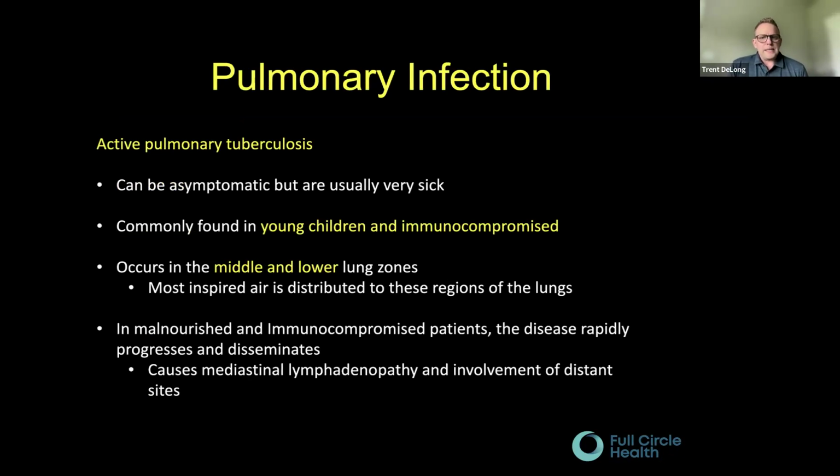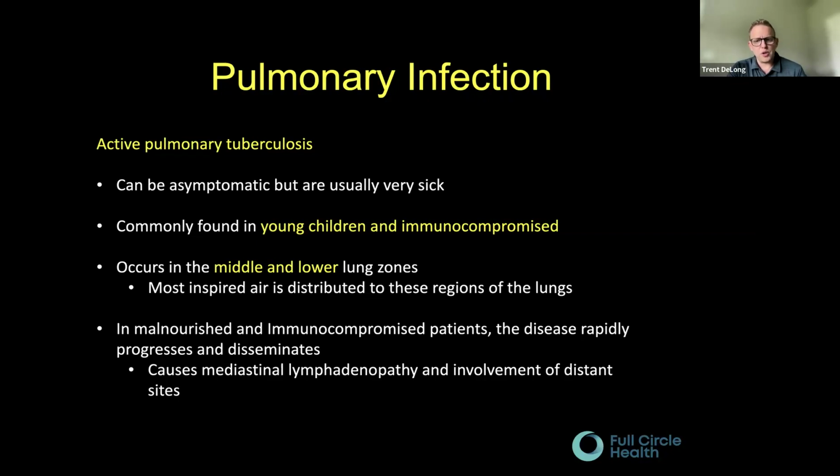As far as active pulmonary tuberculosis, it can be asymptomatic, as I shared already. It's very, very unusual, though. Most people are very, very sick. And it's commonly found in children and in immunocompromised patients. It occurs in the middle and the lower lung zones. Most inspired air is distributed to these regions of the lung.